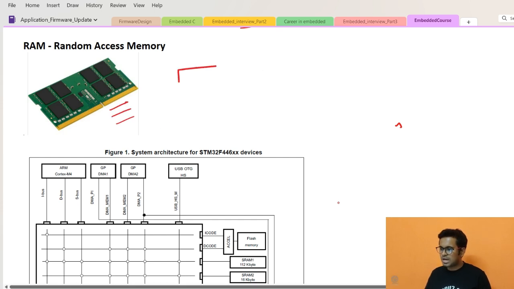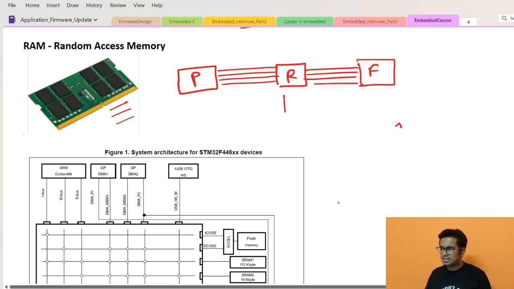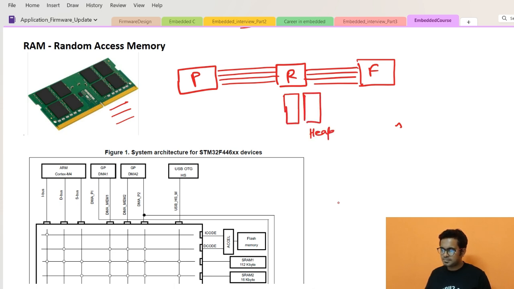So an MCU will have a processing unit, we call it a processor, that will be connected to RAM via a bus. So these lines are called bus, and this RAM will be connected to the flash. And this RAM will have the stacks that you may have heard of: heap and stack.